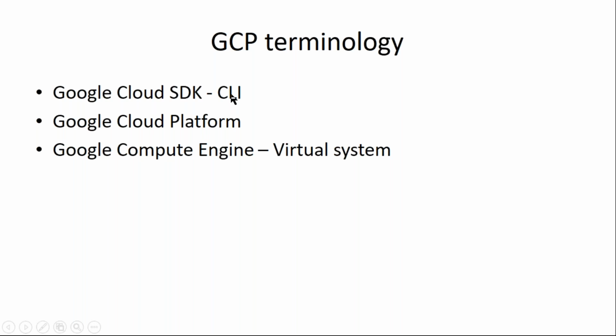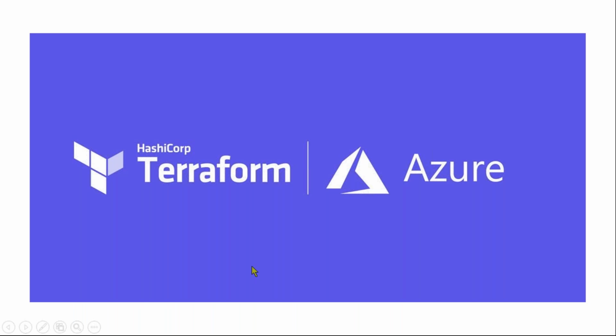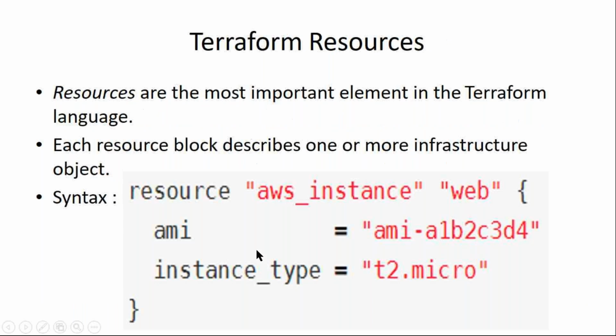Google Cloud SDK is going to work with the Google CLI commands, Google Cloud Platform, that is GCP, and Google Compute Engine. Just like EC2, we are going to create virtual machines on Google. These are the words which you can see. Then coming to Terraform, you can work with Terraform.